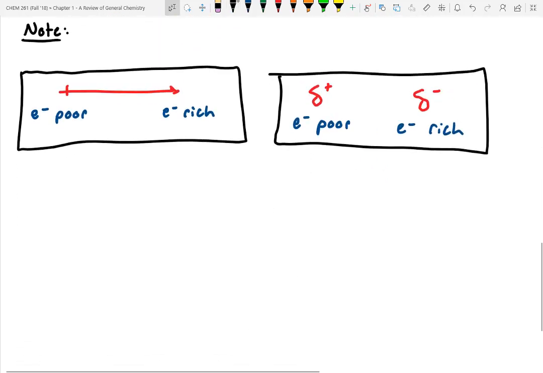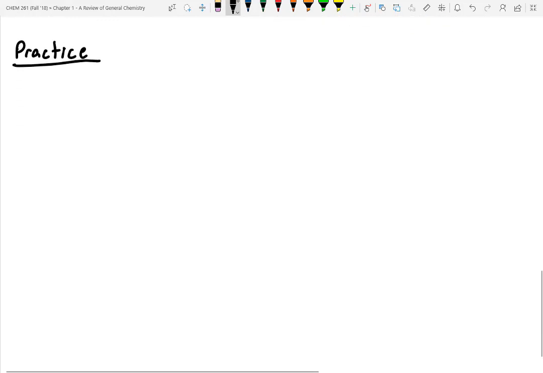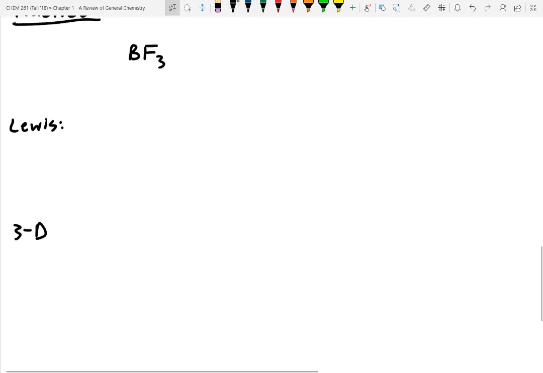Okay, so let's do a little bit of practice. The first thing I want you to do is to focus on BF3. I want you to draw the Lewis structure. I want you to draw the 3D structure. And then I want you to determine if there is a net dipole. And for your second compound, I want you to do NF3. So I'll give you a minute to work on this. Check with your neighbor and see if you agree.